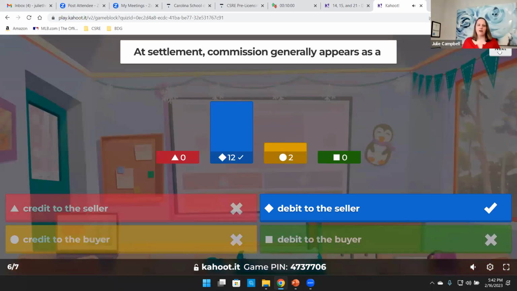Debit to the seller. We know where our commission comes from, don't we? Seller pays commission, so we're going to see that as a debit to the seller. Questions on this one?